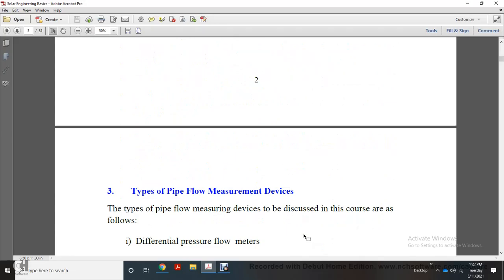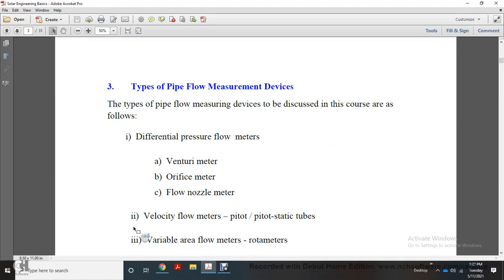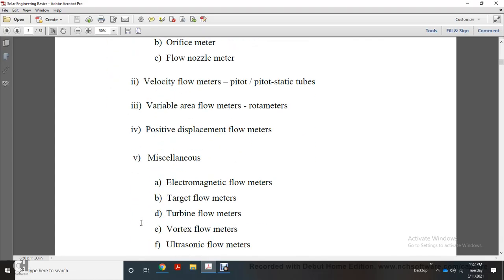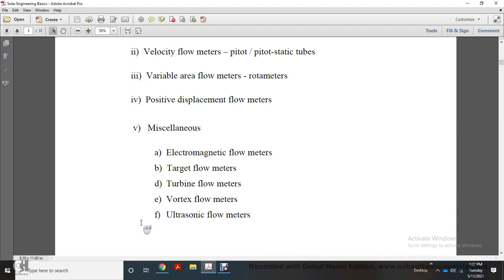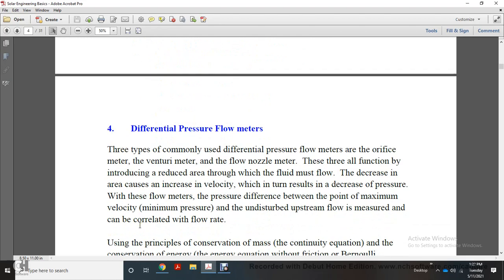3. Types of pipe flow measurement devices. The types of pipe flow measuring devices discussed in this course are: differential pressure flow meters, venturi meter, orifice meter, flow nozzle meters; variable velocity flow meters, pitot and pitot static tubes; variable area flow meters, rotameters; positive displacement flow meters; miscellaneous: electromagnetic flow meters, target flow meters, turbine flow meters, vortex flow meters, ultrasonic flow meters.